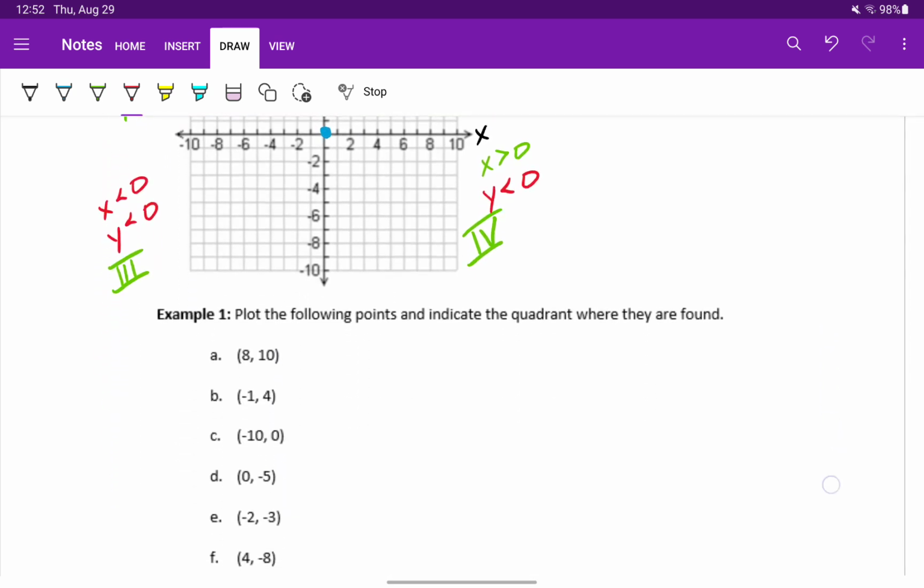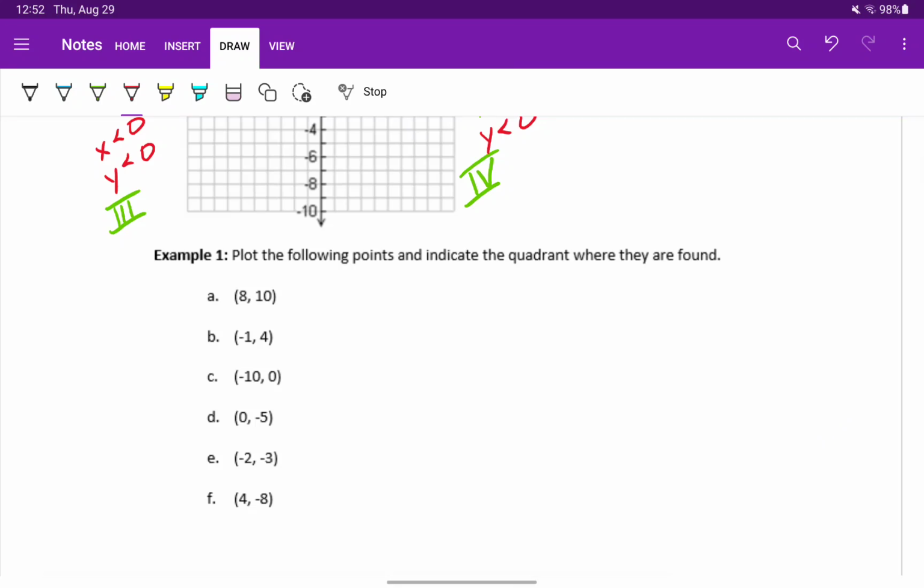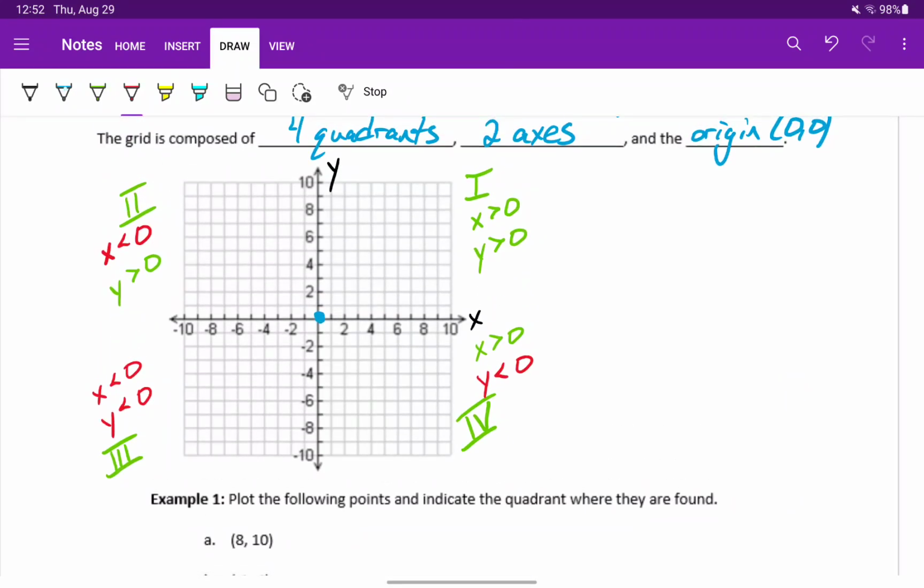Now what we want to do in example 1 is plot a series of points and identify the quadrant in which they're found. We'll start off with the point 8, 10. Keep in mind, for a coordinate pair, it's always the x-coordinate that comes first in that pair and the y-coordinate that comes second. So to plot this point, we'll move along the x-axis to x equals 8, and then we'll move straight up from there until we're in line with y equals 10. So that's where our first point will be. We'll call this A, so we can refer back to it.